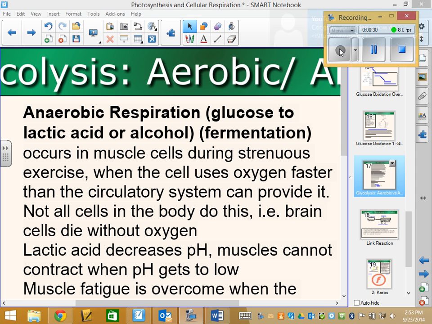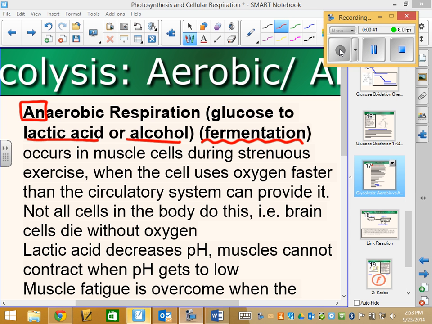I just want to remind you that anaerobic respiration is when glucose is turned into lactic acid or alcohol. And we can sometimes call this fermentation depending on which type of cell it's happening in. Now, anaerobic respiration for us happens in muscle cells. We saw that yesterday, when strenuous exercise is happening.